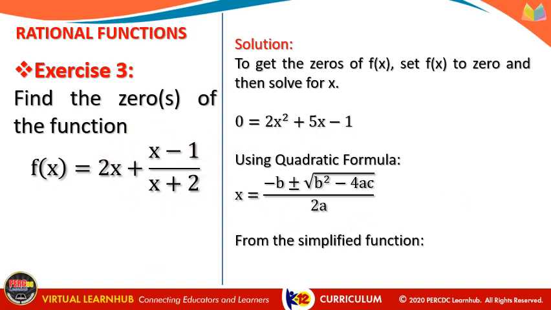Anyways, from the simplified function, a, the coefficient of x squared, that is equal to positive 2. B, the coefficient of x is positive 5. And lastly, c, our constant term, it's negative 1.